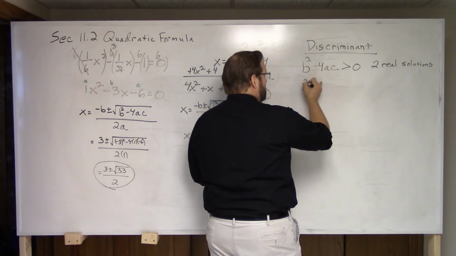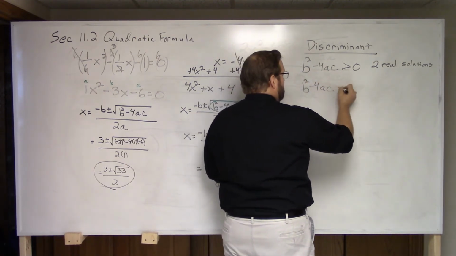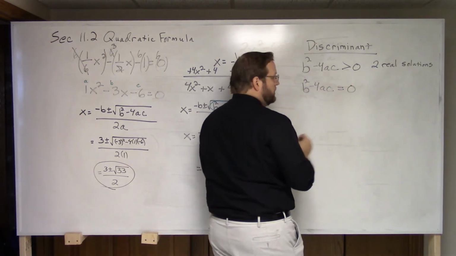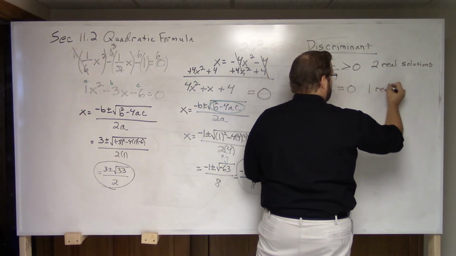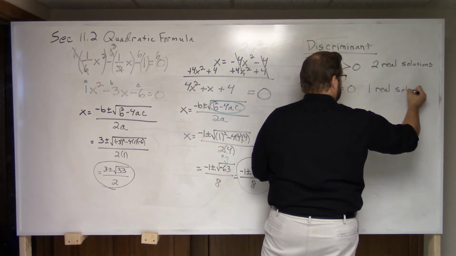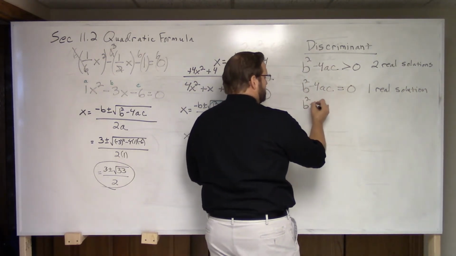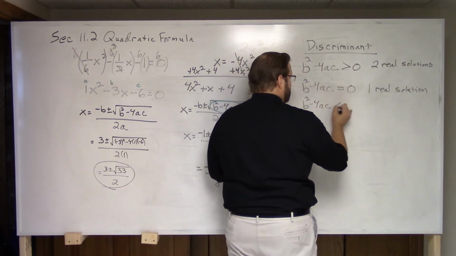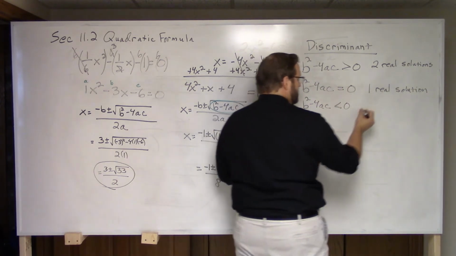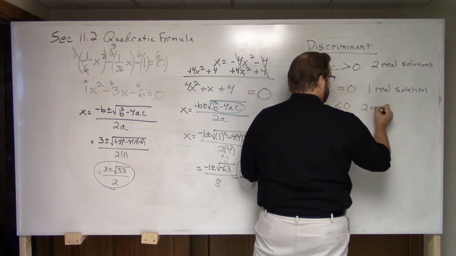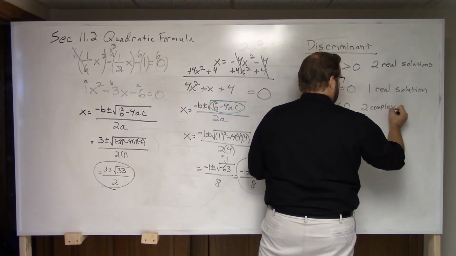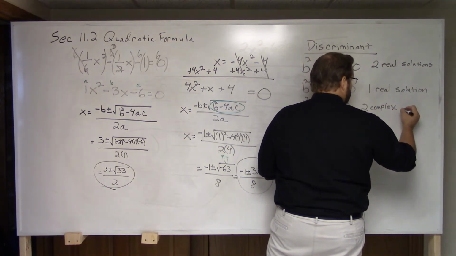If this calculation is equal to 0, we will have one real solution. And if this calculation is less than 0, we are going to have two complex, not real, solutions.